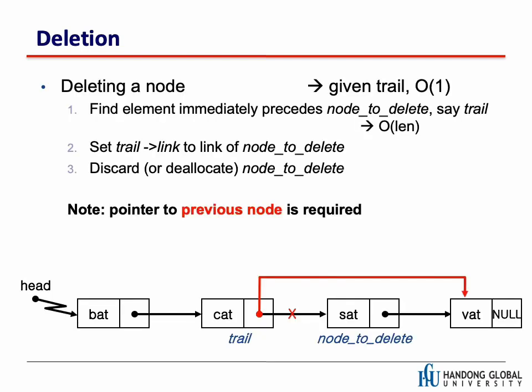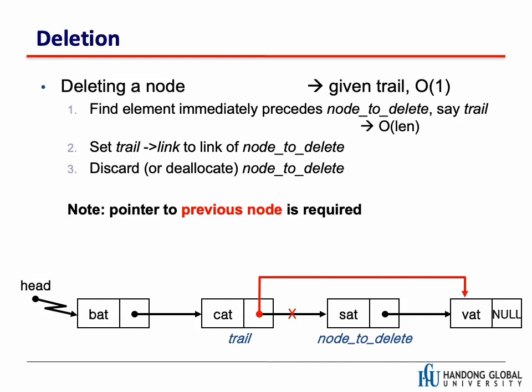Next operation is deletion, which is quite important too. Deleting a node is quite simple too. We don't have to shift anything. We have to deallocate one node, and then we have to change the pointers. That's it. First, find the element that immediately precedes the node to delete, say trail.